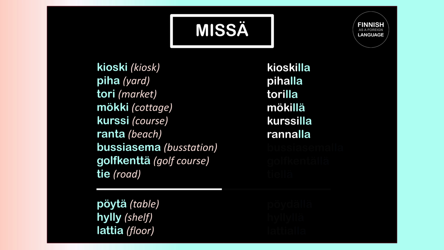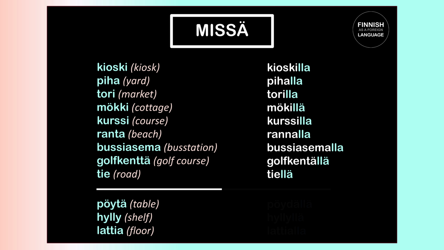Bussiasema means bus station, becomes bussiasemalla, which means at the bus station. Then we have golfkenttä, which means golf course, becomes golfkentällä, which means at the golf course. And our last one, tie, which means road, becomes tiellä, which means on the road.